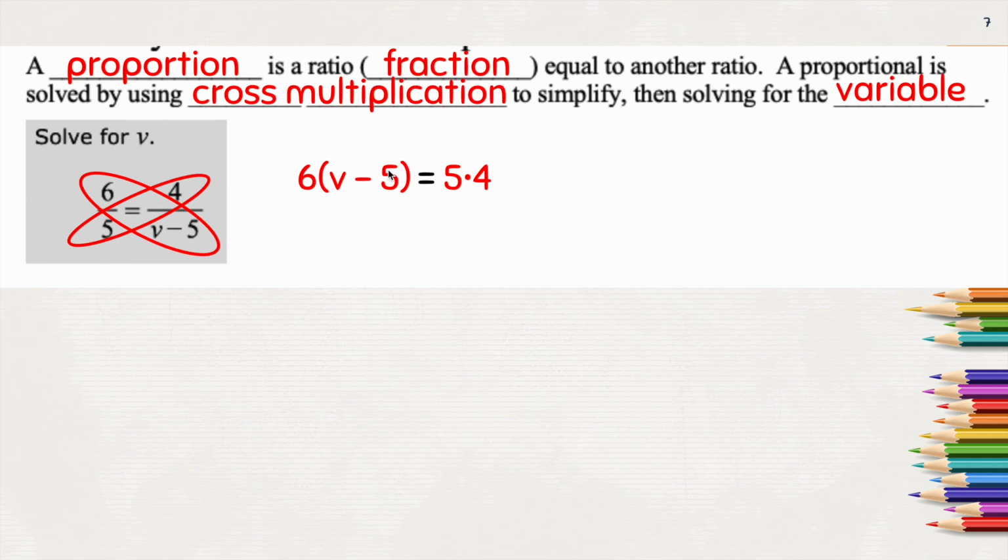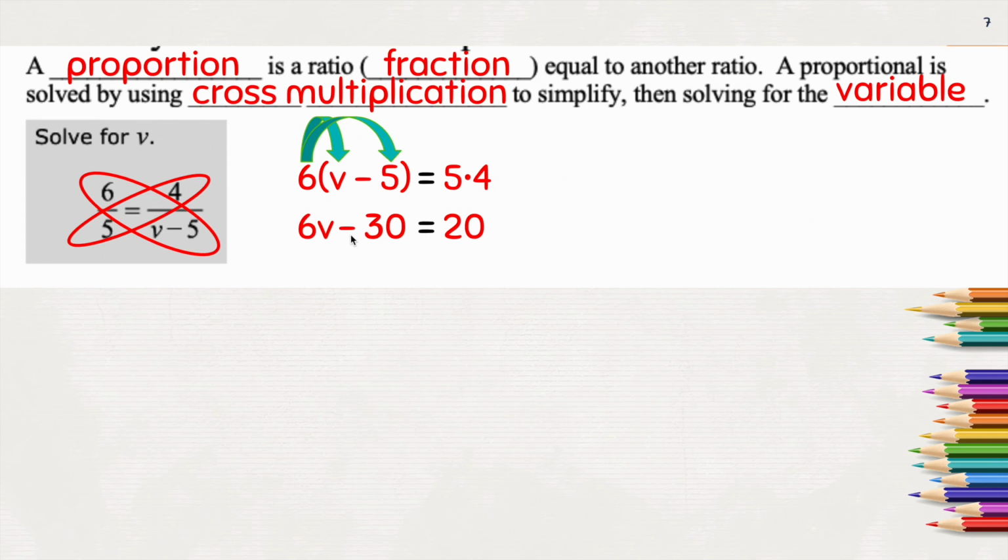Let's distribute this 6, because that's what we have to do whenever we have parentheses. We go 6 times v, and 6 times 5. So 6 times v, we get 6v, we just squish them together. 6 times negative 5 gives us negative 30. And that equals 20 because I simply go 5 times 4. Each step when we're simplifying, we're just simplifying a little bit more. Now this is as simple as it can get as far as simplification goes.